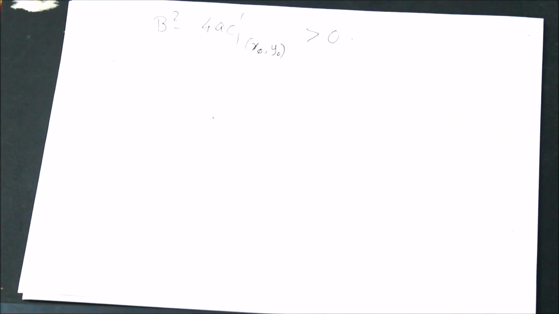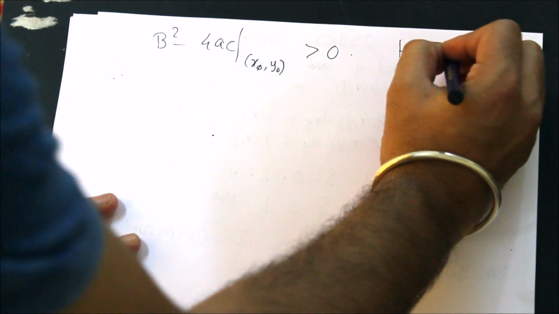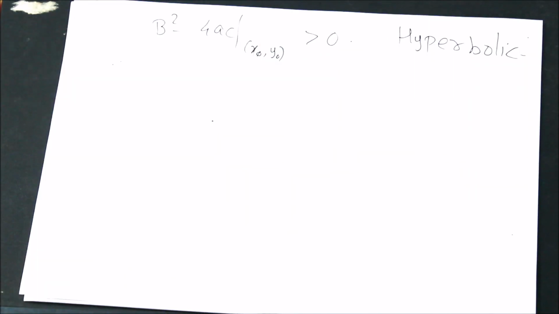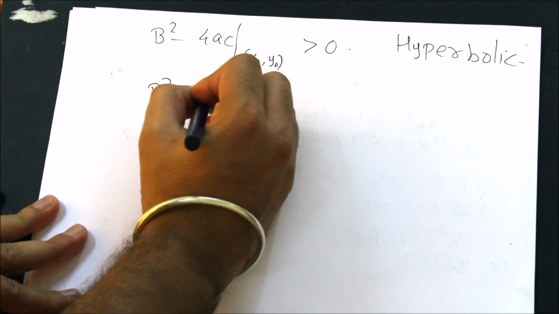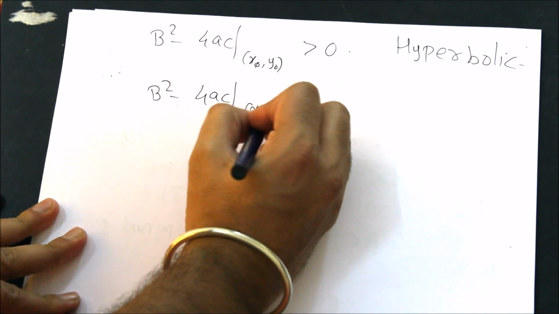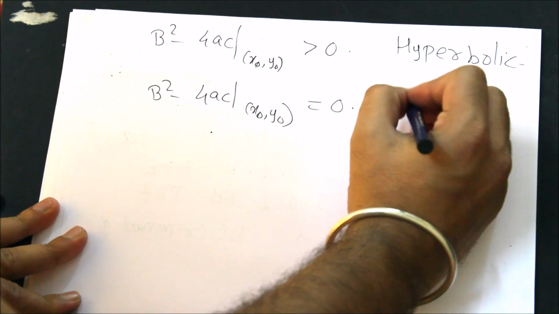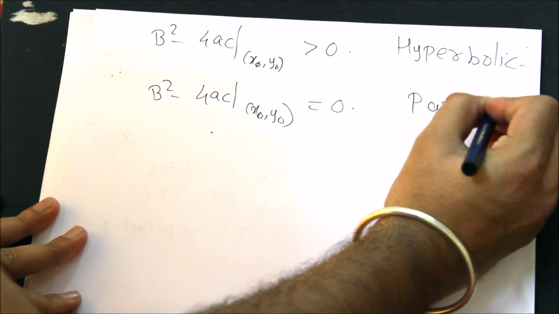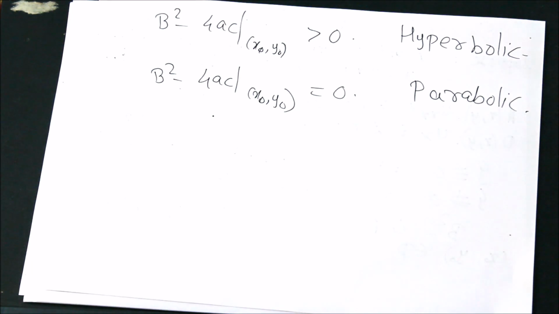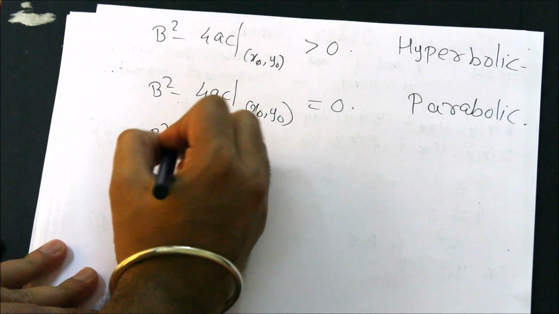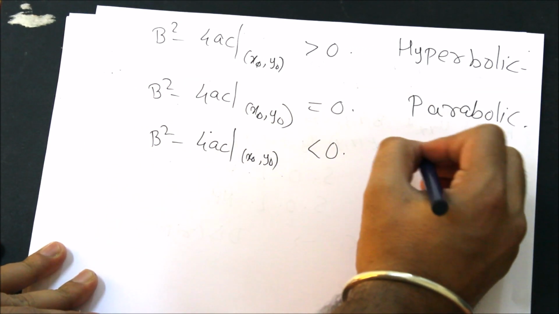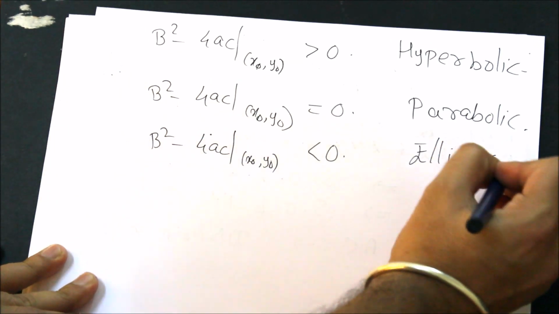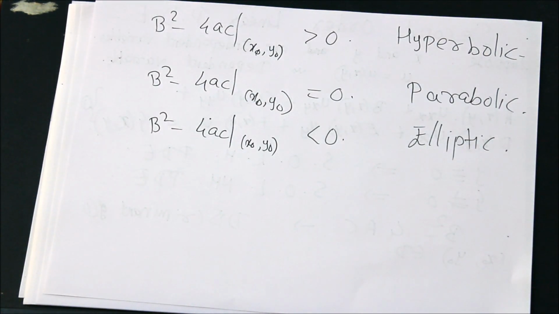is greater than 0, then we call that second order PDE a hyperbolic partial differential equation. If my discriminant at that point is equal to 0, then I will call my PDE a parabolic PDE. And if it is less than 0, then I will call it an elliptic partial differential equation. So this is a further classification.